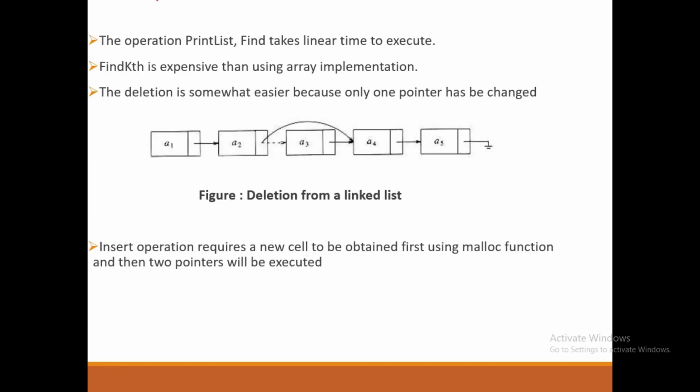Next, we have already seen some of the operations that we can perform on the list. Print list, as you all know, is an operation used to print all the elements. This will take linear time to execute. For example, if you have 10 elements or 5 elements, the time it takes will be linear. Then find kth is very expensive in our linked list implementation.